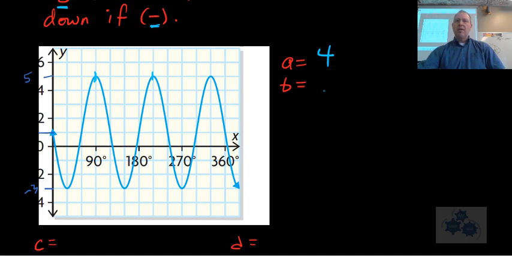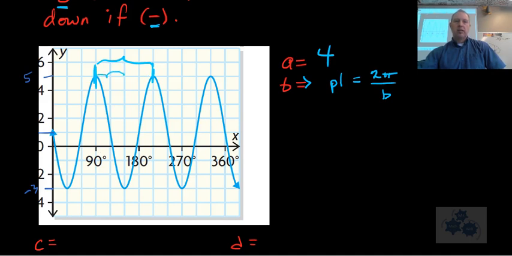Okay, so remember for B, the period length is 2 pi over B, right? Absolute value, but we won't worry about that right now. So how do we find out what B is? Well, we look at what the period length is, and then we can solve for B. So the period length is what? What's this distance here?